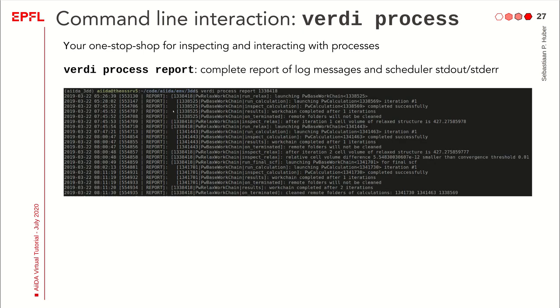verdi process report is the same for work chains. It gives you a representation of all the logs that have been emitted by the work chain. And these are human readable messages. So you will get to see, okay, first it launched this base work chain that in turn launched this PW calculation. You can see that it's indented.